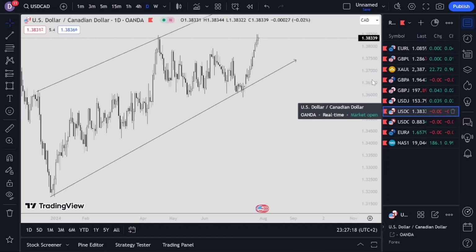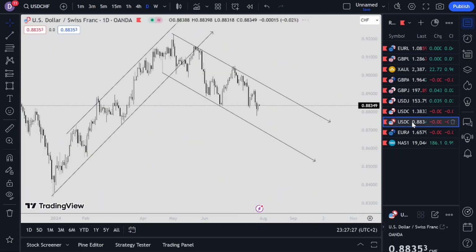Basically, I draw a zone showing where if it does break out, it can continue to the downside, or we could reverse to the upside. I shouldn't really say continue, but reverse to the upside. And you'll see me draw that zone in a second.